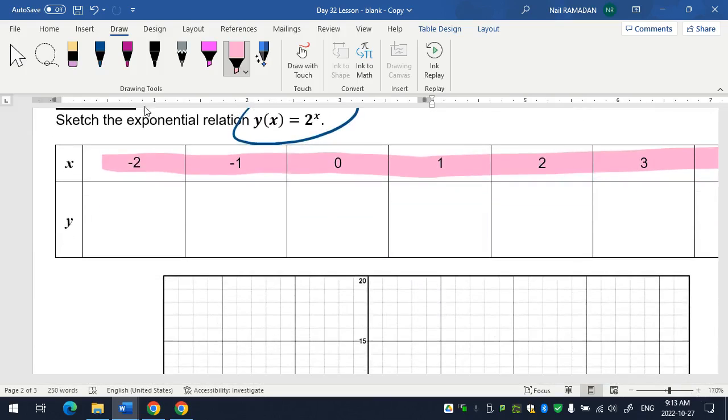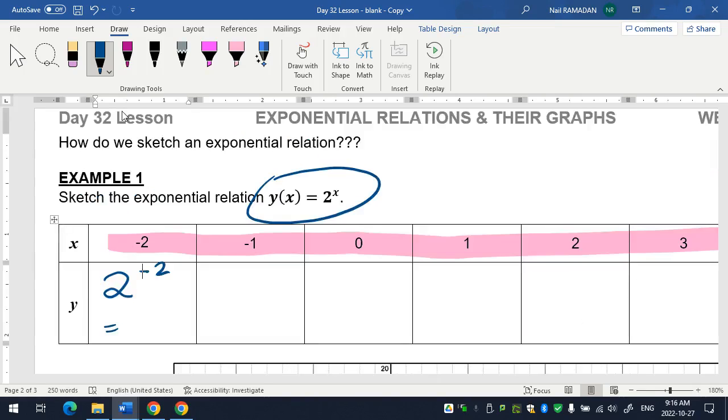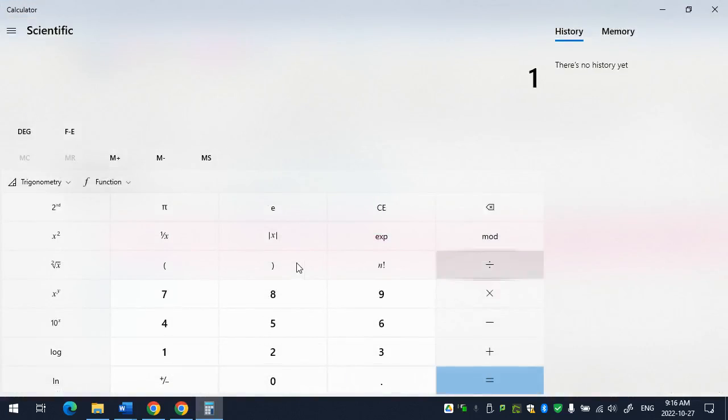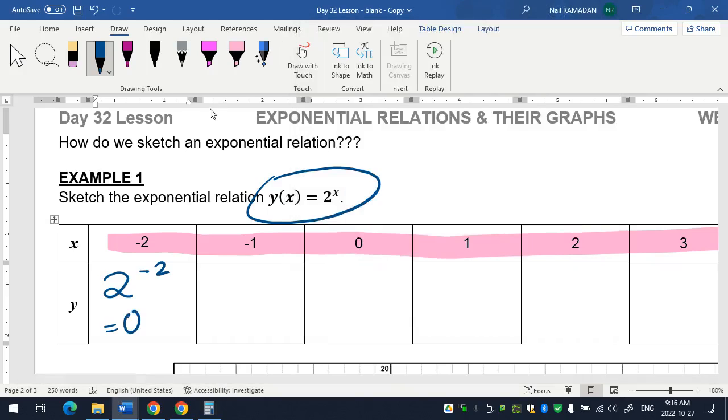Okay, so what's my first one? 2 to the power of minus 2. Okay, what's 1 divided by 4 as a decimal? I mean, you don't have to guess. You can just plug it in. 0.25, yes. So my first value is 0.25. Okay, keep going. 2 to the power of minus 1, which is technically 1 over 2 to the 1, right? What is 1 over 2?